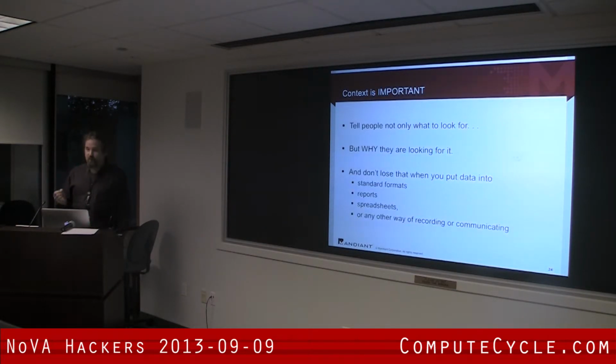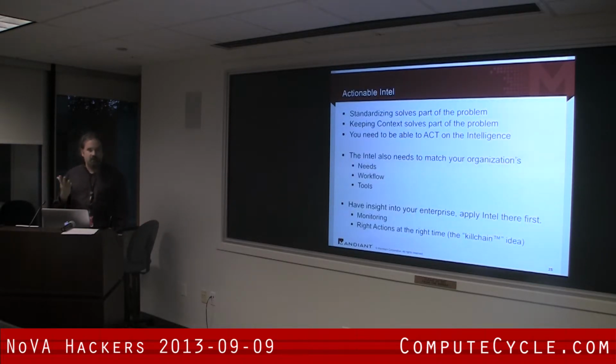Basically, not only what to look for, but why you're looking for it. If you start storing stuff in a standard and you start moving information around, make sure the context goes with it. Whatever format you're doing, doesn't have to be OpenIOC, but make sure when you're communicating to other people in your enterprise or other partners or anyone you want to share with, if you don't have that context, the intel is basically useless. And again, as I mentioned, you need to be able to act on it.